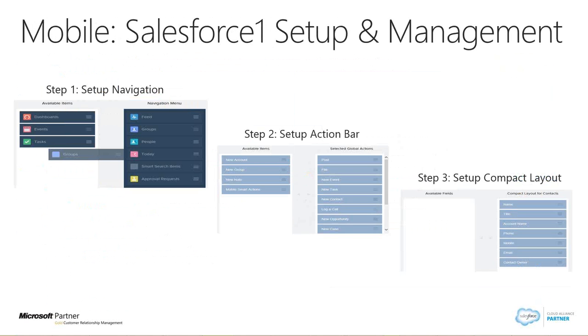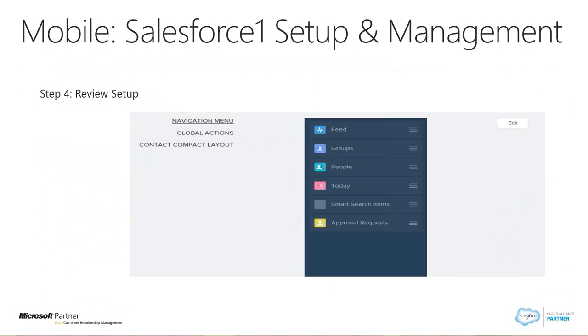There are 5 steps. The first 3 steps are setting up what your users have access to. This is setting up the navigation, the action bars, and the compact layout. What this is doing is showing you, with a simple drag and drop, what users are going to have access to from the Salesforce One mobile app. The 4th step is simply reviewing what you set in the first 3 steps. You're able to see what you set and edit right from here, just to make sure you have it all set up appropriately.